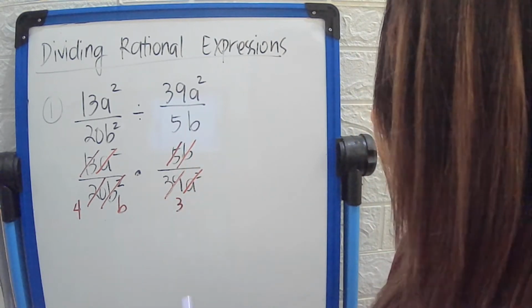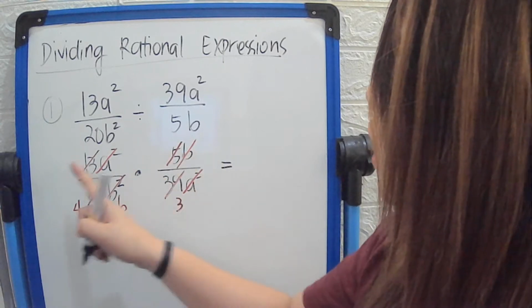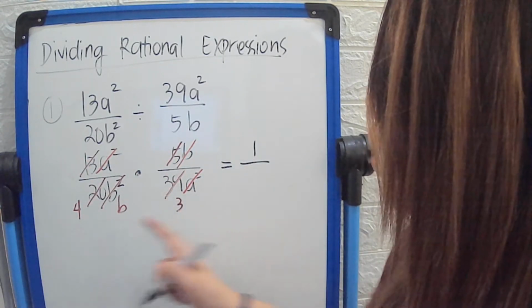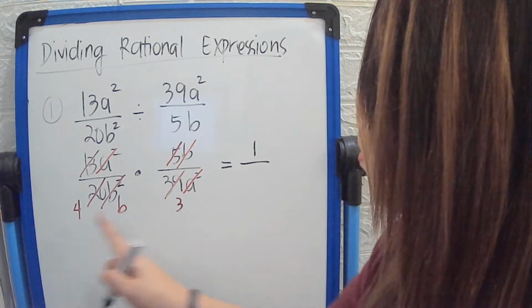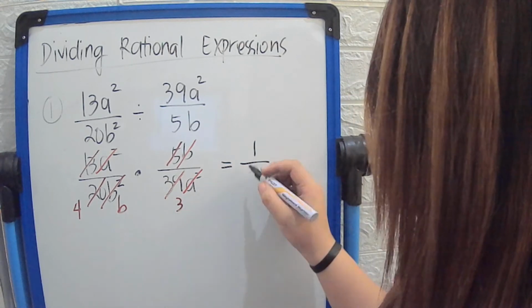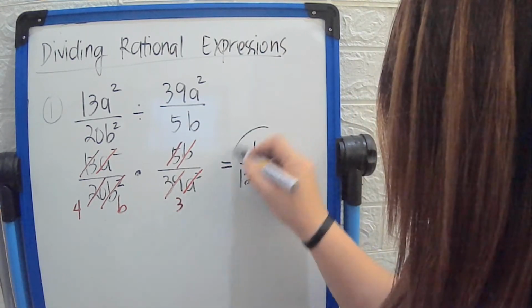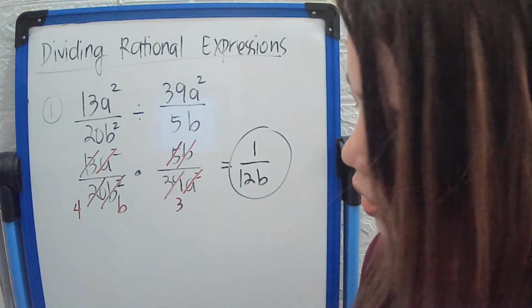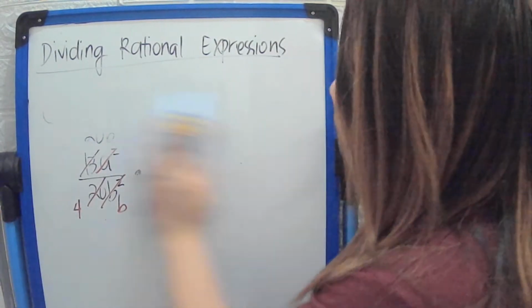So for your final answer, as you can see in the numerator, nothing is left, so you put 1. For the denominator, you have 4, b, 3. So you have to multiply these two. 4 multiplied by 3 is 12. Then you put b. So this is your final answer. Okay, so let's have the next example.